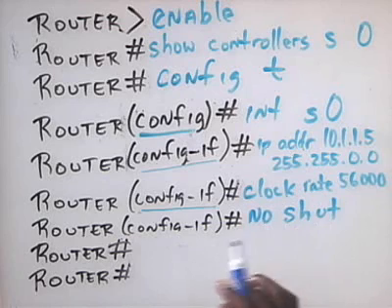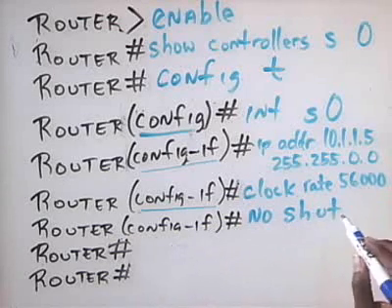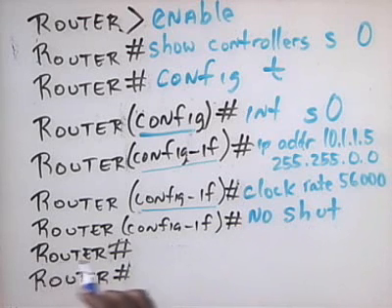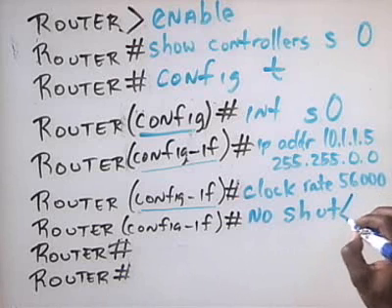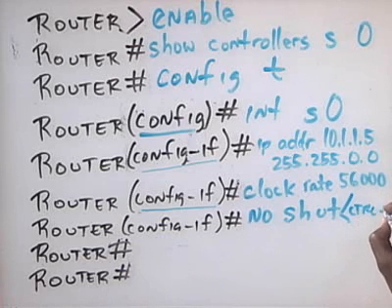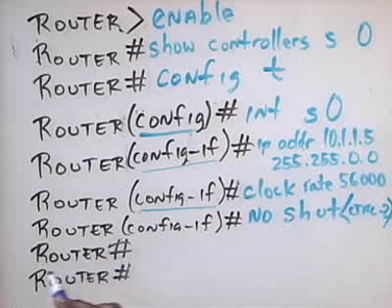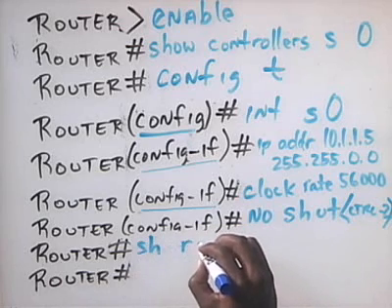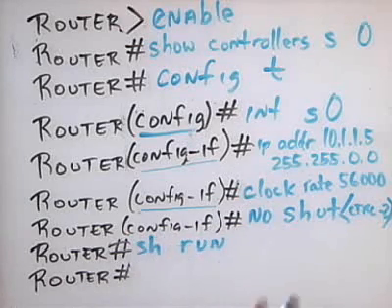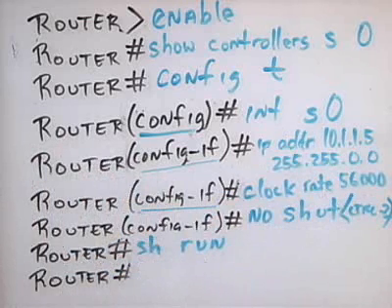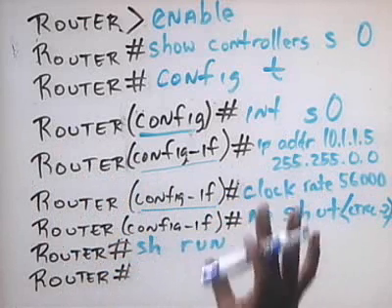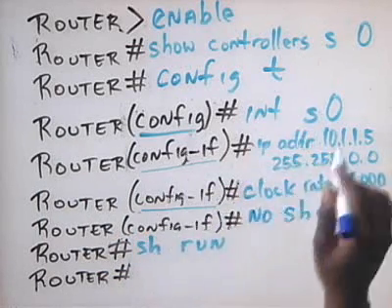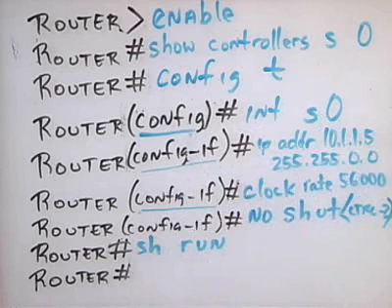And then I could issue the Control Z, or I could type in end, which would put me back at the privilege mode prompt here. So let's just assume we did Control Z right here. That puts us back at the privilege mode prompt, at which point I can issue a show run command to see my configuration. Remember the show run command, this is the running configuration located in the RAM. This will show all of the configuration of all of my interfaces along with the rest of the router.